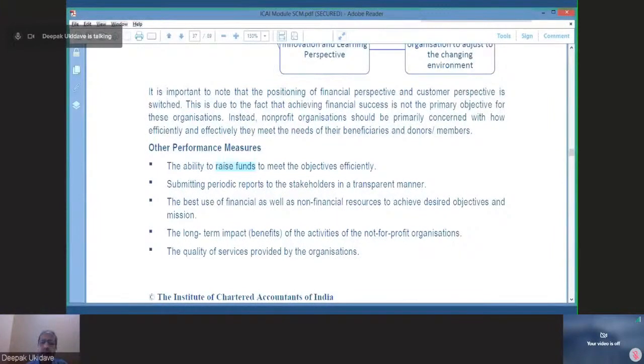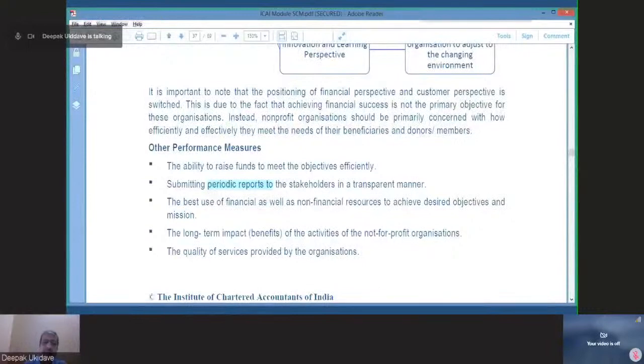Submitting periodic reports to the stakeholders in a transparent manner. This is equally important. Transparency in financial reporting, we say, is more important in the case of a not-for-profit organization, because you don't have ROI to justify, you don't have EVA to justify. So obviously your justification of money collected from patrons and money spent will go a long way in getting further sponsorship or donations. So, periodic reports to the stakeholders. These are, of course, qualitative performance measures.